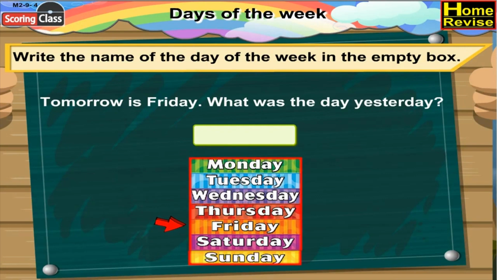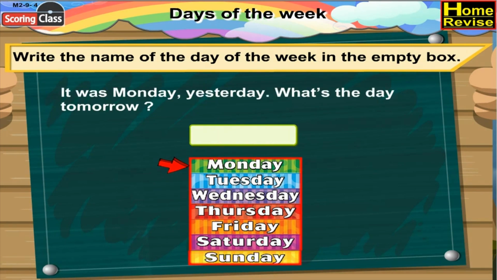Tomorrow is Friday. What was the day yesterday? Well, before Thursday, you are right. There was Wednesday. So write Wednesday in the box. It was Monday yesterday. What's the day tomorrow? Now, it was Monday yesterday, which means it is Tuesday today. So tomorrow it will be, you are correct, Wednesday.